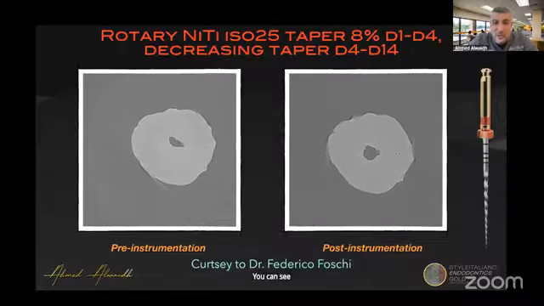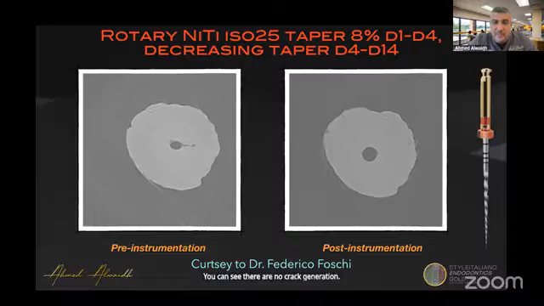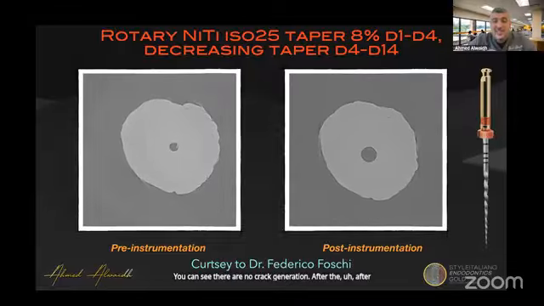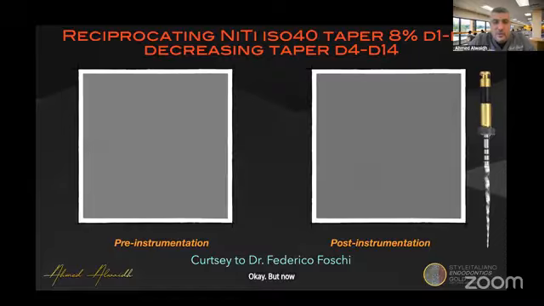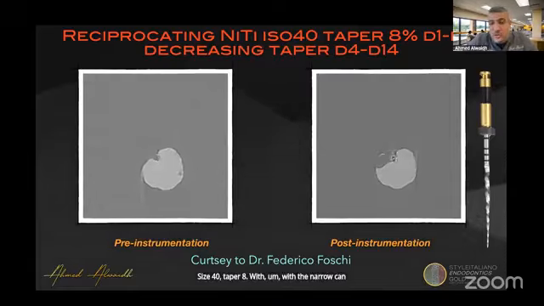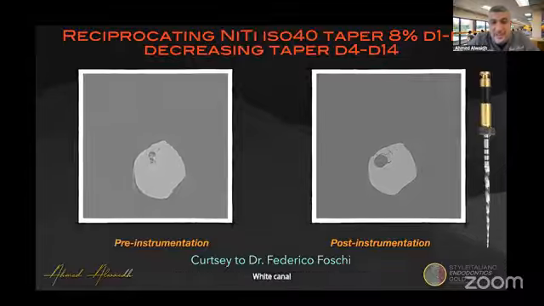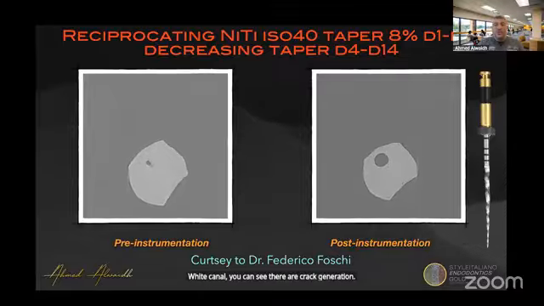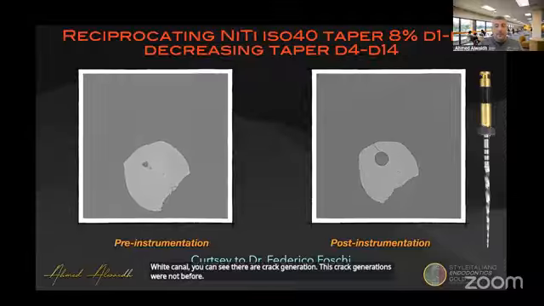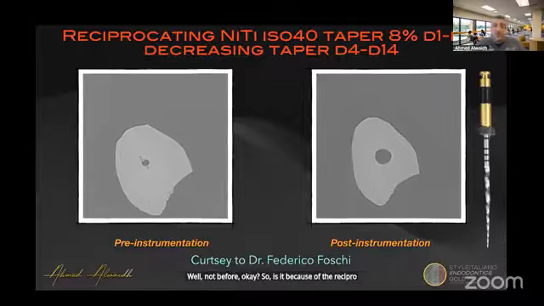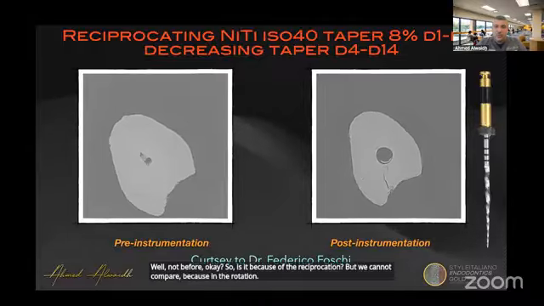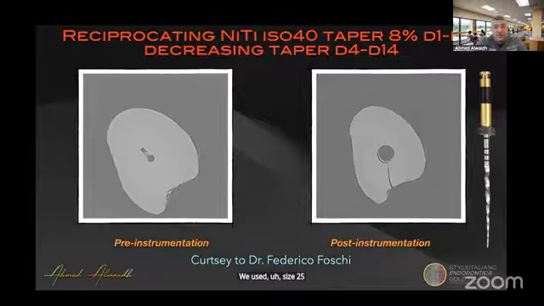You can see there is no crack generation after preparation. This is a single white canal. But now, if they use reciprocation NiTi, size 40, taper 8, with a narrow canal or also a wide canal, you can see there is crack generation. These cracks were not there before. So, is it because of the reciprocation? But we cannot compare, because in the rotation we used size 25, and now we are using size 40.